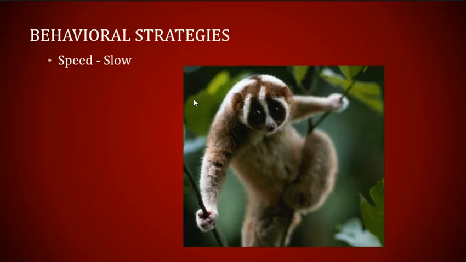All right, now, you can also be really slow. This is a slow loris. Sloths and slow lorises move so slowly as to be undetected. Fun side note about the slow loris that you're looking at here. They have venomous saliva that they smear all over their babies, so when they go off to eat, their little toxic babies are sitting there waiting for them to come back.